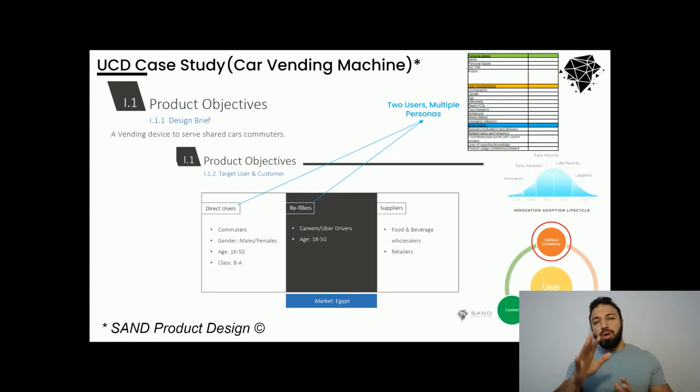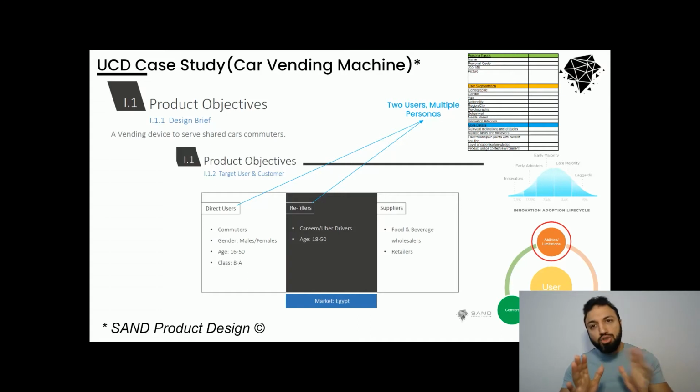And again, we're just saying refillers here, but eventually the model progressed. We were so good at designing the product that we eventually made it easy enough for any average driver to install in their vehicle, which is something we are very proud of as we speak. Last but not least, and this is a very subtle indirect user, is the supplier, right? The supplier of the food and beverages, and the wholesalers that are going to provide us with the actual product.